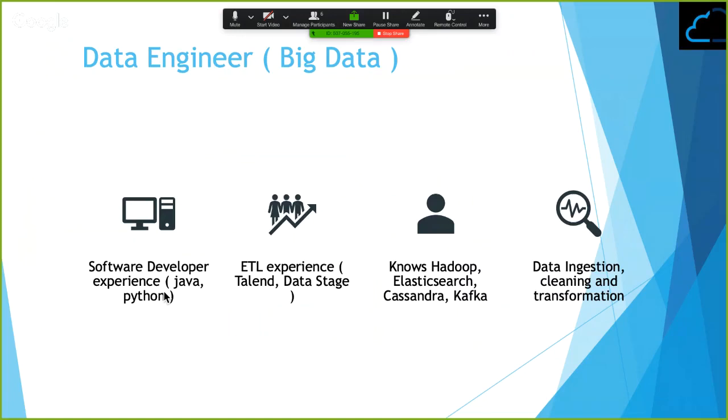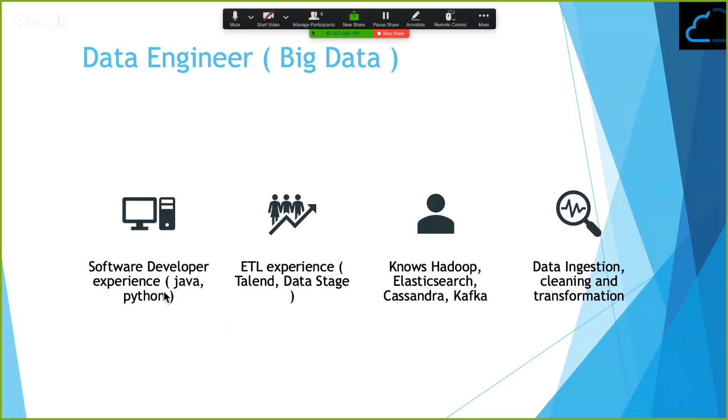Before they jump into it, I would like to highlight a few of the career paths available in the data field. One is the data engineer, and a lot of people confuse this job with a data scientist, but it's not. A data engineer is usually a software developer who has Java or Python experience, or an ETL developer who has ETL experience and knows SQL and everything. They may know Hadoop, Elasticsearch, Cassandra, Kafka, and their usual day-to-day tasks are data ingestion, data cleaning, and data transformation. They do not do any data analysis. That is the key part.